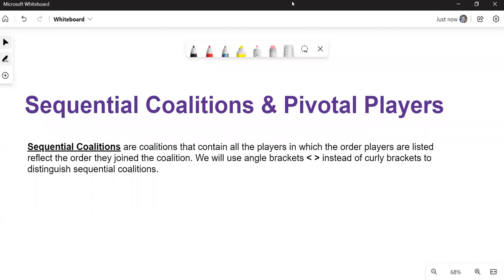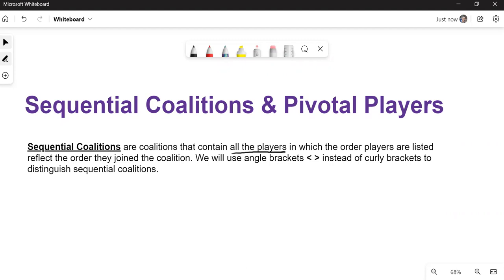In this video, we will look at sequential coalitions and pivotal players. We have been looking at coalitions from the previous module. There's a major difference here. Sequential coalitions are coalitions that contain all the players, not just 1, 2, 3, or 4, in which the order players are listed reflects the order that they joined the coalition, so in which manner they came into that coalition.